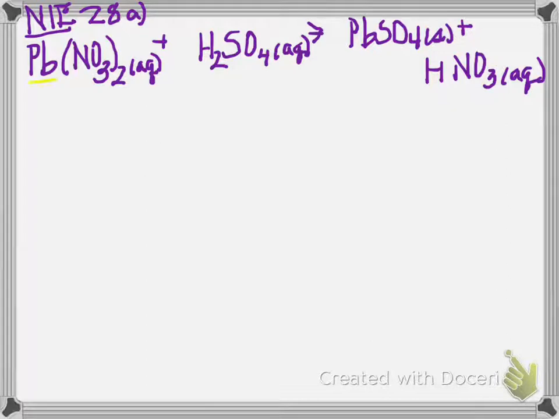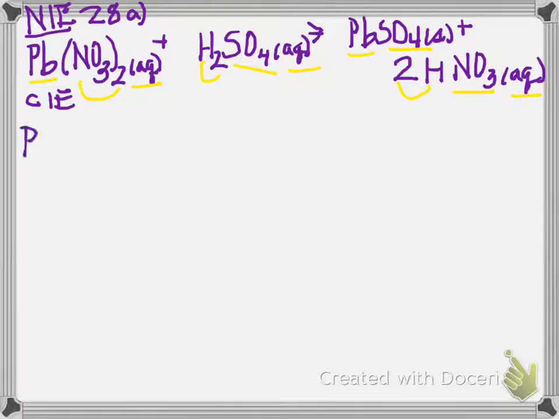So I have one lead, 2 nitrates, 1 nitrate. I need a coefficient of 2. I have 2 hydrogens, I have 2 hydrogens, I have 1 sulfate, I have 1 sulfate, so it's balanced. Next, I'm going to do a complete ionic equation. Again, that means I'm going to break up everything that's in the aqueous state of matter into its ions.